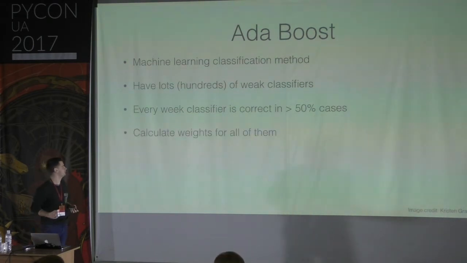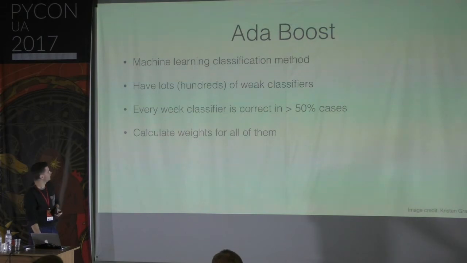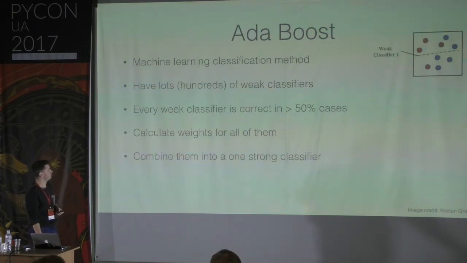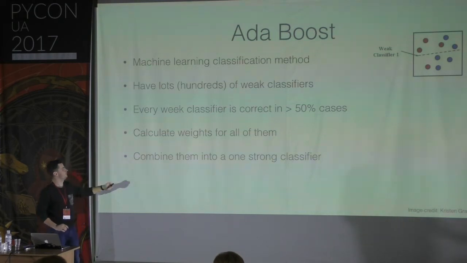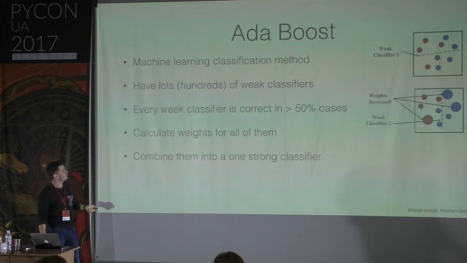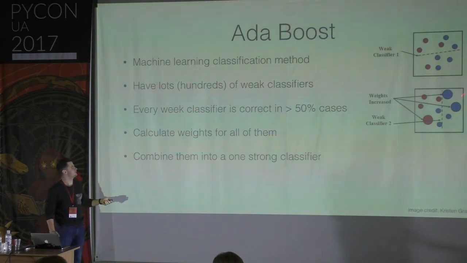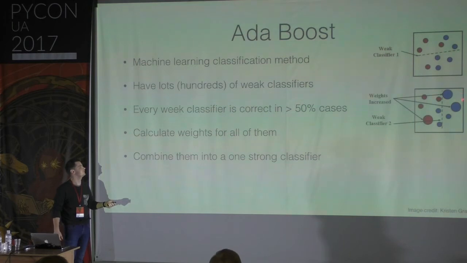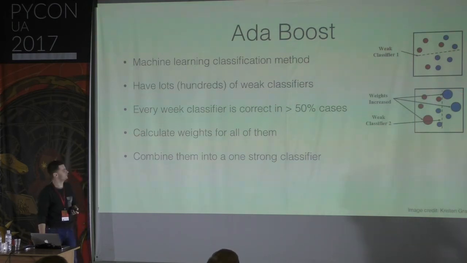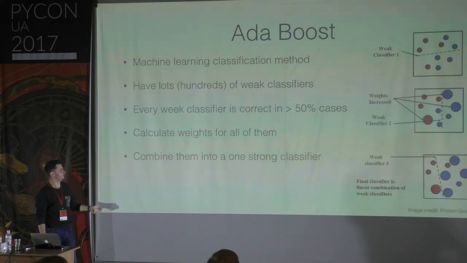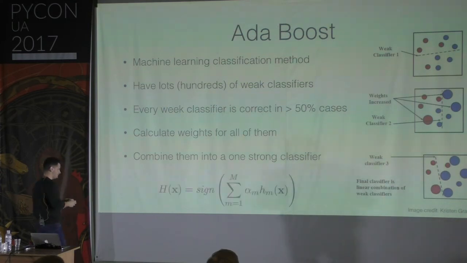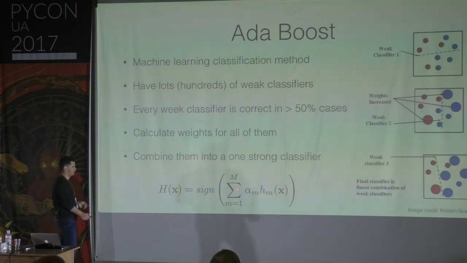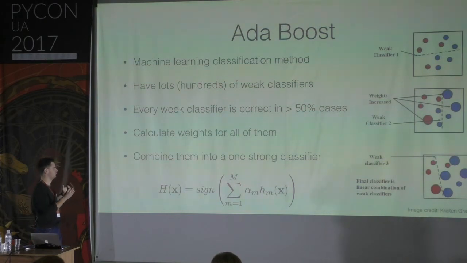And then we can calculate the weights for the classifiers and combine them into one big, strong classifier. Suppose we have some points, and we build a not very correct classifier. Then for the second time, we just increase the weights of the points that were not classified correctly, so there's a higher chance they will be classified correctly later. And we have more of this. In the end, having a lot of classifiers and their weights, we just take a sum of them, which is a simple linear combination. So we have a big classifier built out of smaller ones.